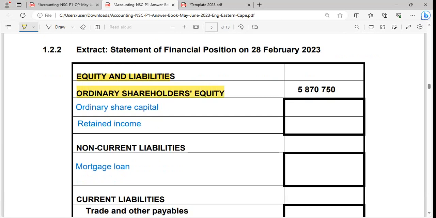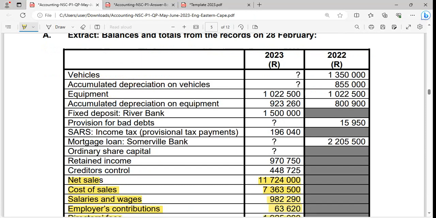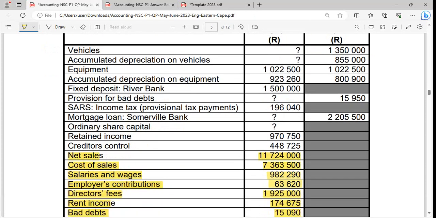So now uma senza equity and liabilities, we have ordinary shareholders equity owakhiwa izinto eziwu-2. Ordinary shareholders equity consists of ordinary share capital and retained income. So now we're gonna check if we do have these balances with the trial balance. And guys, mind you, in the balance sheet we always disclose the closing balance. So ordinary share capital, there is a question mark, this one is not given, but we do have retained income at the end.